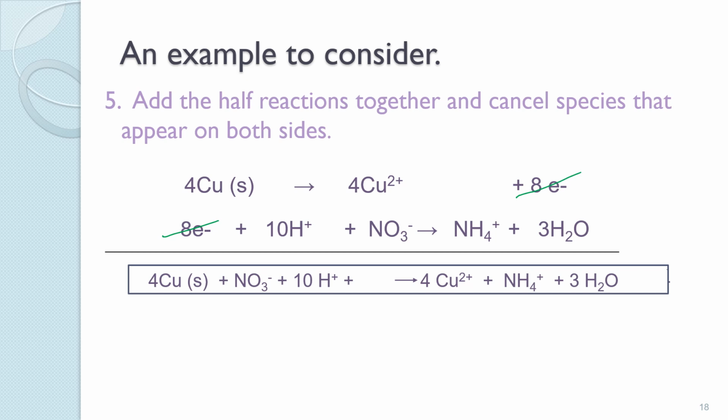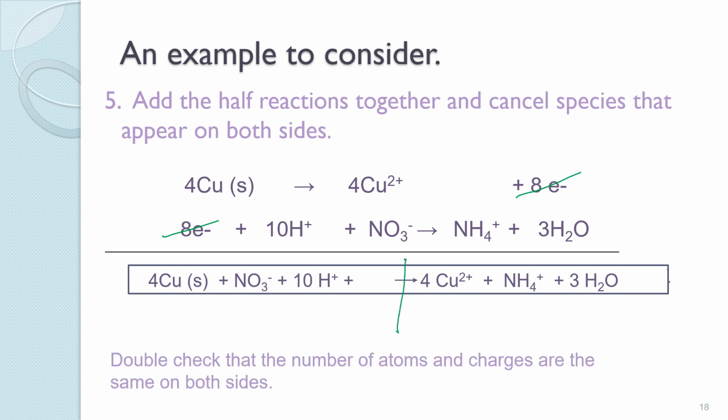So to double check yourself, you can go through everything on the left-hand side of the arrow and say, all right, well, here's a plus 10. Here's a negative 1. This is 0. So overall, my charge on the left-hand side is a plus 9. On this side, I have 4 times a positive 2, so I have a positive 8. Here's one more, positive 1. This is plus 0. So we have, again, a positive 9. As long as they're the same on both sides, then we know that our equation is correct.